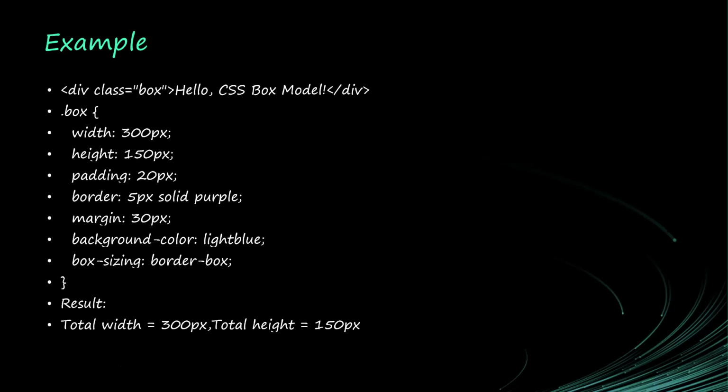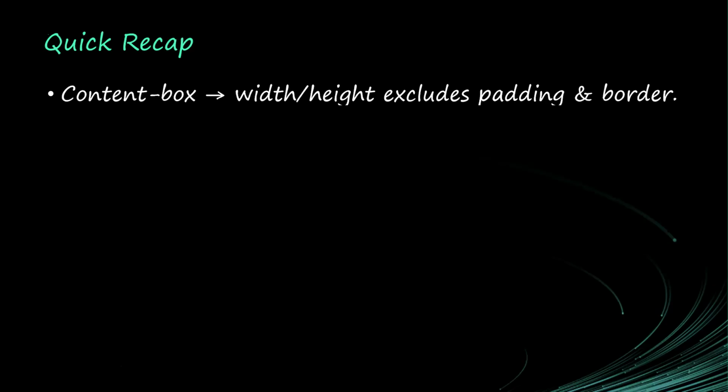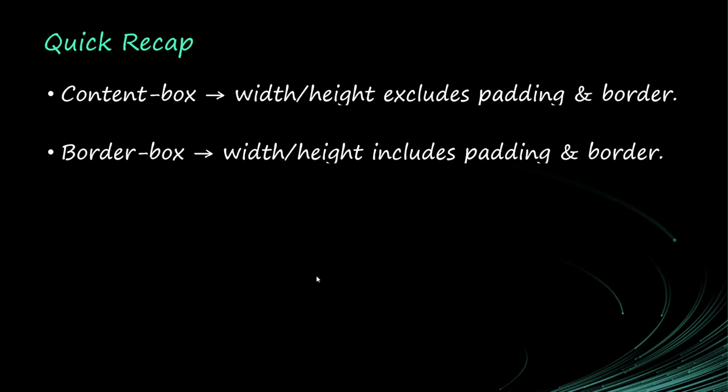If we were using content-box, the padding and the border will be added to this width and it will be more than 300. But since we're using border-box, everything will be inside, and the padding and the border will be taken from this 300. So when you minus 20 plus 20, which is 40, plus 10, which is 50, the content width will now be 250. All right. So a quick recap. Content-box is width or height, and it excludes the padding and the border. Border-box is width and height, including the padding and the border.